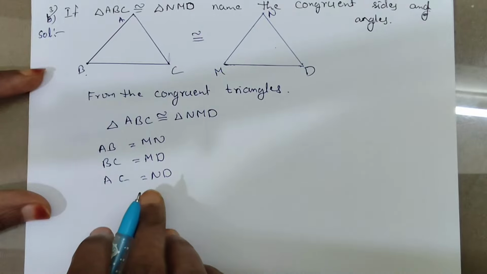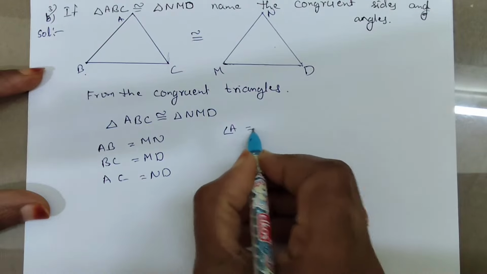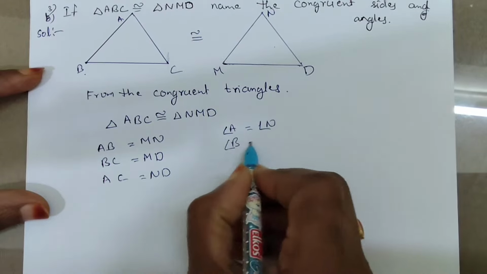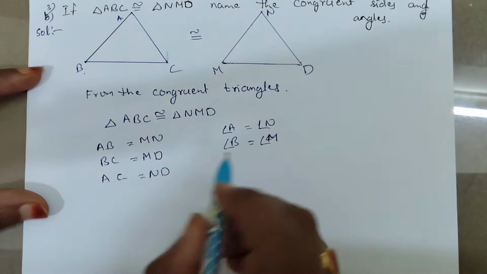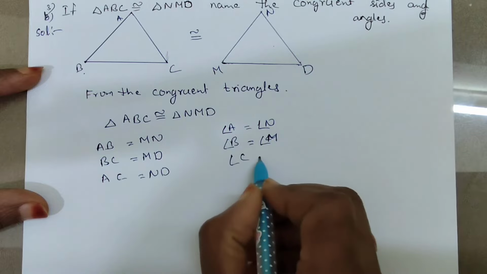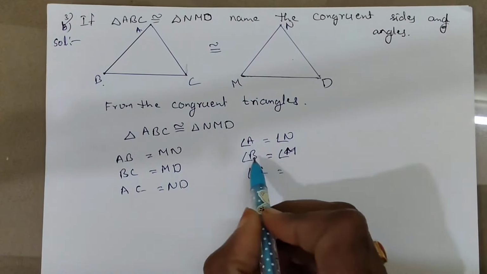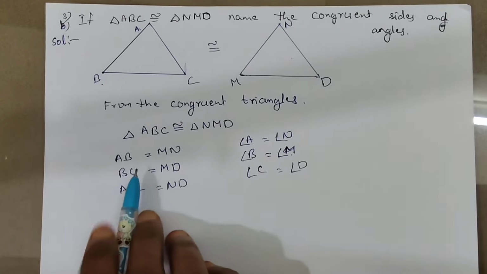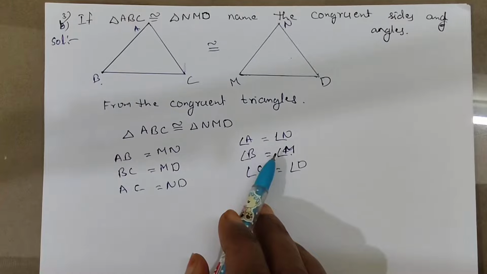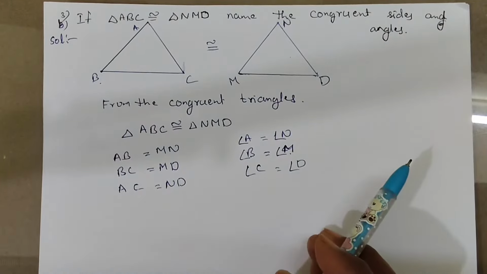So again we write the angles. Angles are also equal. Angle A equal to angle N. Angle B equal to angle M. Angle C equal to angle D. So now corresponding sides and angles are equal in these two triangles. This is the complete answer to the third one.